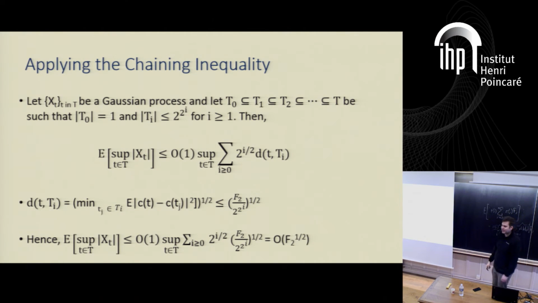But now we can just plug this into this chaining inequality. And what do we get? We get the expected maximum of our counter at any time in the stream is, up to a constant factor, the maximum of this weighted sum. What is the weighted sum for a given t? It's the sum over all integers i of 2^i over 2, this scale factor, times this distance, which is the square root of F2 over 2^(2^i). That converges super quickly, right? So that's just order square root of F2.